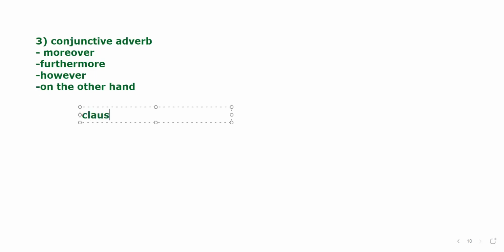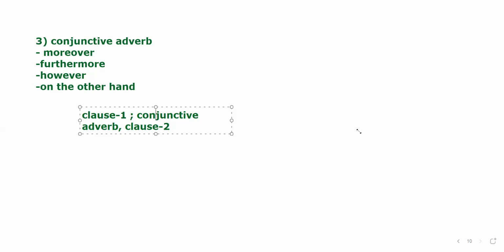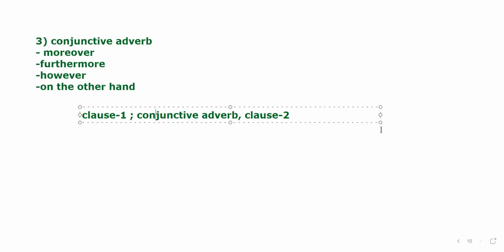How do we write? The structure is we write clause 1, put a semicolon, then we write the conjunctive adverb, put a comma, and then we write clause 2. Is that clear? Yes, ma'am.